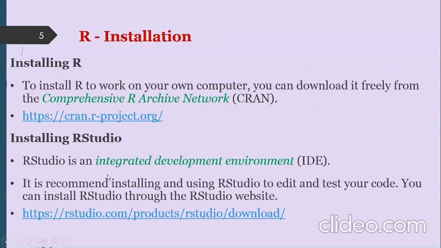So how to install R. First we need to install the R package from CRAN, the Comprehensive R Archive Network. After that we need to install RStudio. So first we need to install R, and then RStudio, which must be installed after R.